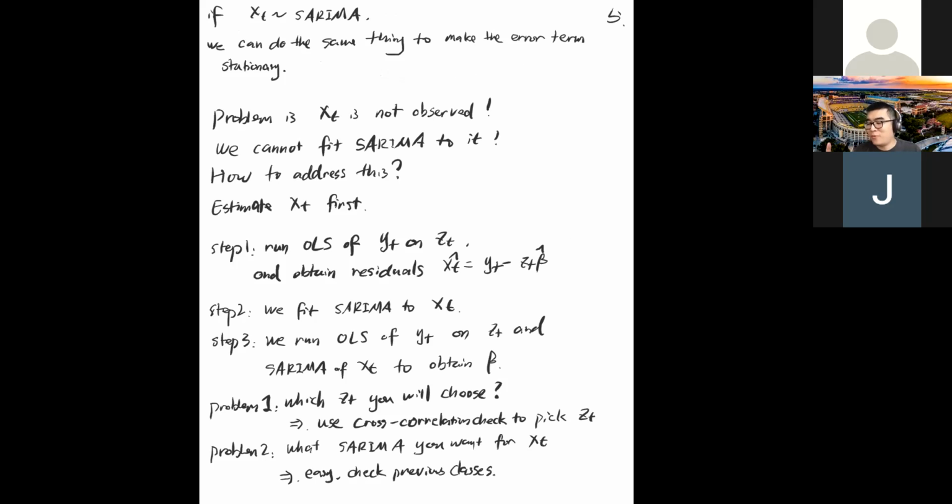If we can run an OLS of YT on ZT, that means the XT, the error term, is stationary. Then there's no need to do all these following steps. There's no need to do the ARIMA fits and to rerun the model. There's no need to do that if running an OLS of YT on ZT is valid, okay?